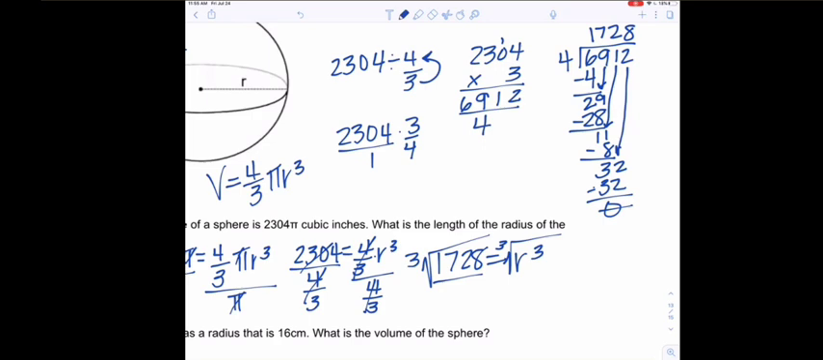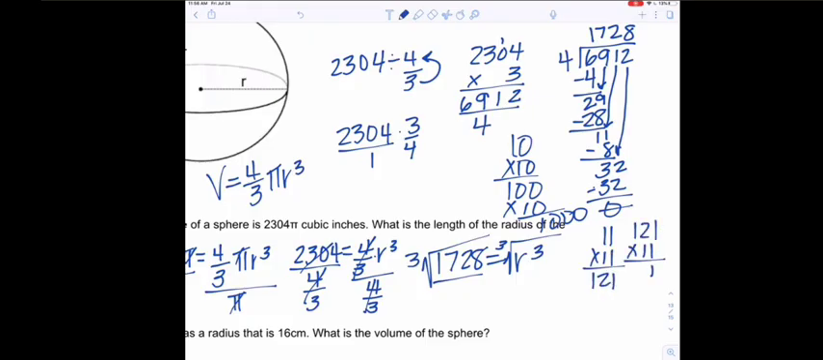Okay, so let's think. I want to get all the way to 1,000. So if I think of 10, 10 times 10 is 100 times 10 is 1,000. Okay, so that's pretty close. So I know it's going to be above 10. All right, so now that I know it's above 10, let me try 11. 11 times 11, I know is 121. And 121 times 11 gives me 1,331. So it has to be a little bit more than that.